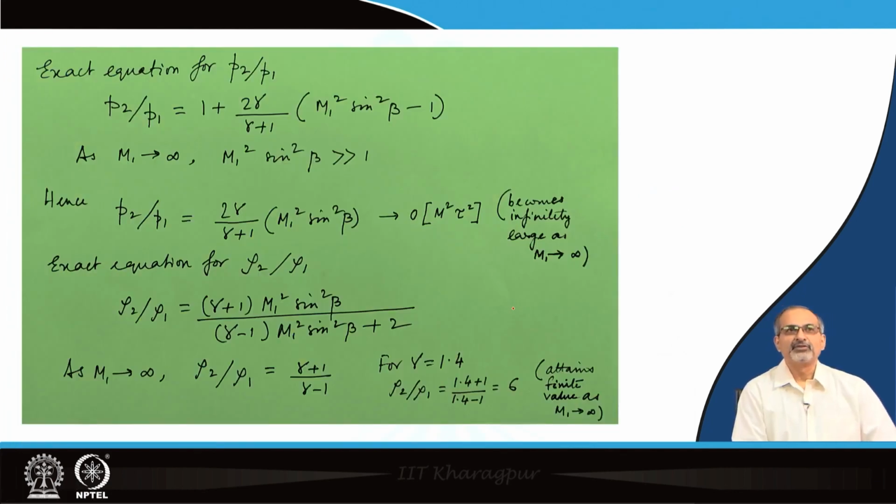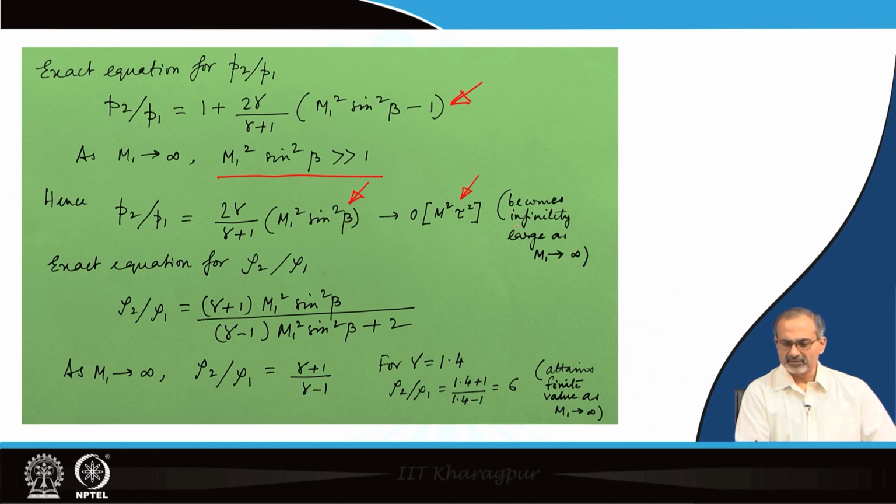Let us go to some of the other equations. Here we talk about the pressure ratio across the oblique shock, P2 by P1. This is the exact equation, and in the high Mach number limit, we can say that M1 square sin square beta will be much larger than 1. Though beta is small, since M1 is extremely large, this quantity will still be much larger than 1. Based on that, the expression simplifies like this, and finally, it will be of order M square tau square, if you try to put in the order of the different terms and check.